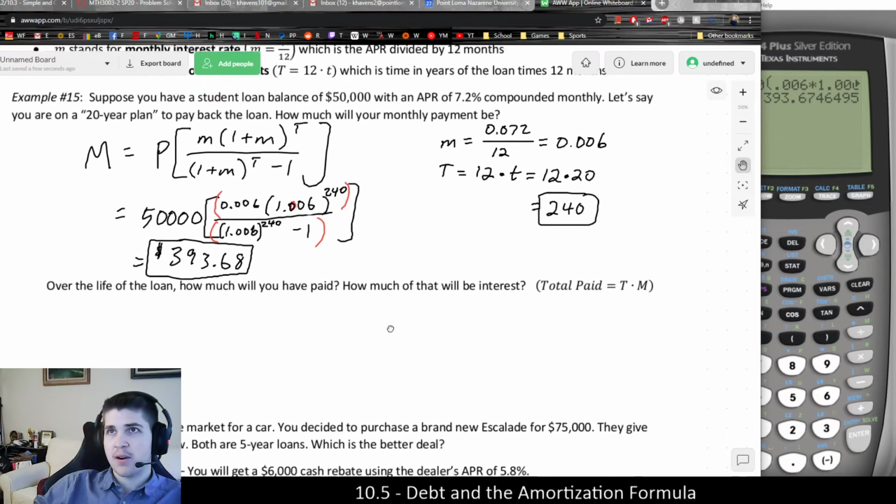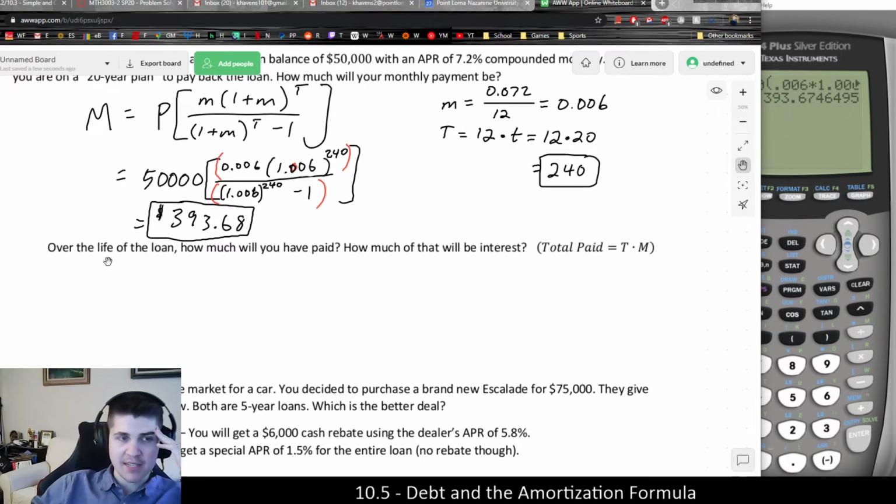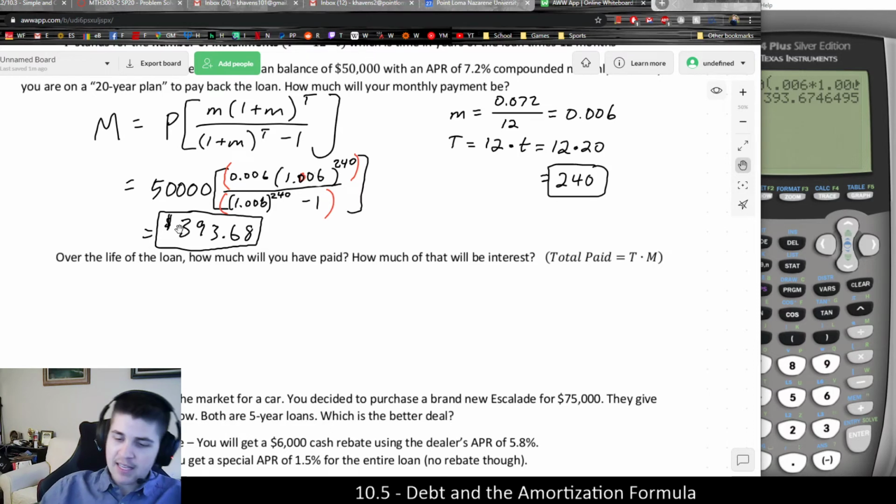So the second part of example number 15 asks, over the life of the loan, how much will you have paid, and how much interest will you have paid? Now that we know how much we're paying on a month-by-month basis, we want to see the larger scale picture here. So now this is my monthly payment, and the assumption is that if I pay this off every month for 20 years, I will pay the loan off.